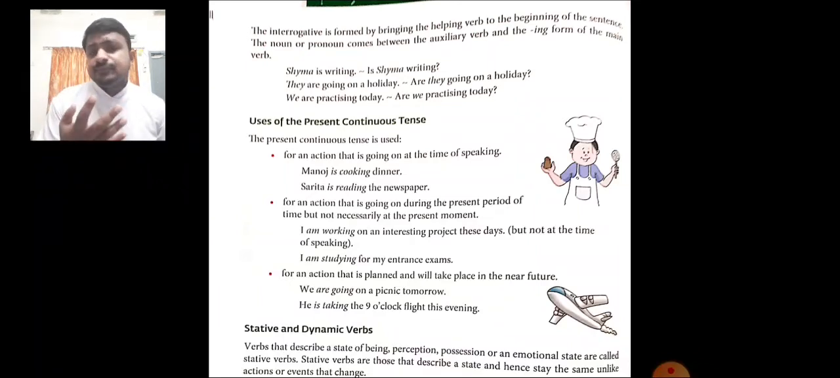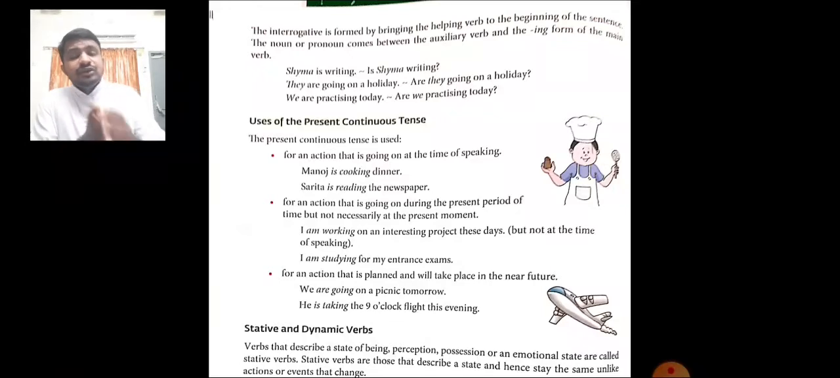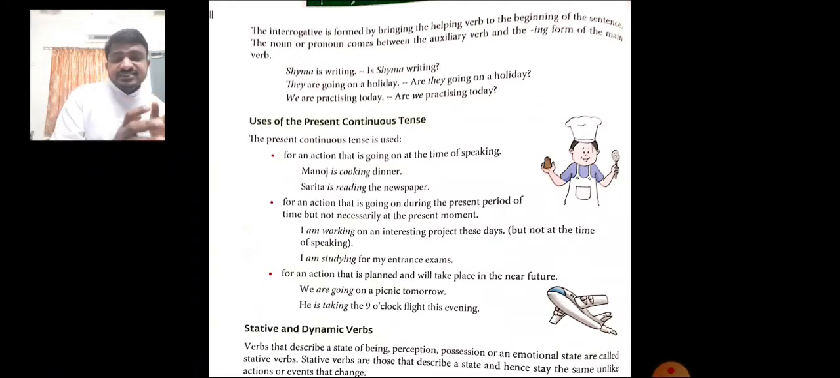Just add not after the auxiliary verb. Now, in order to form the interrogative, what we need to do is put the auxiliary verb is or am or are in the beginning, then construct the sentence, then the question.